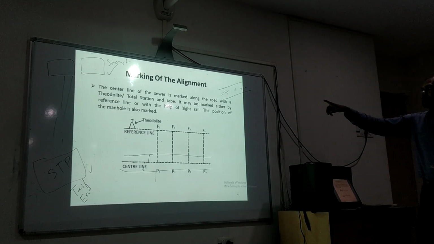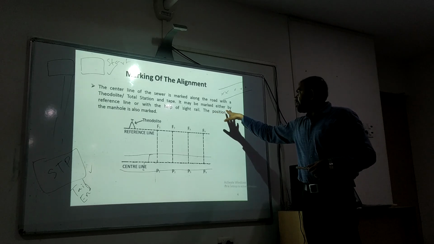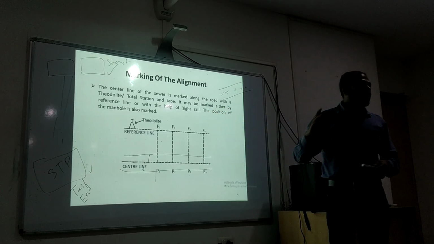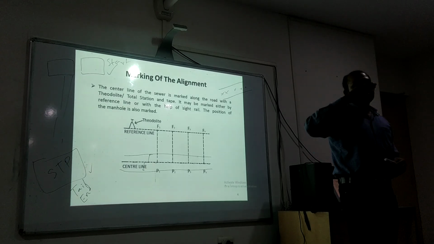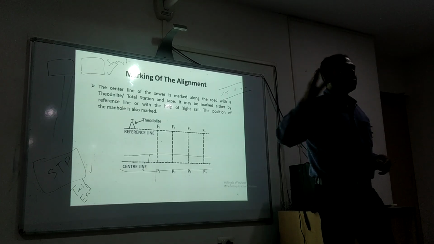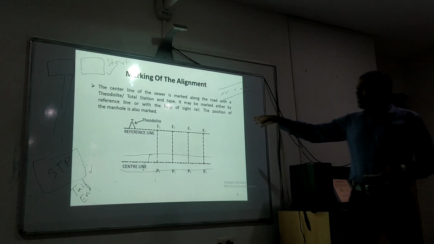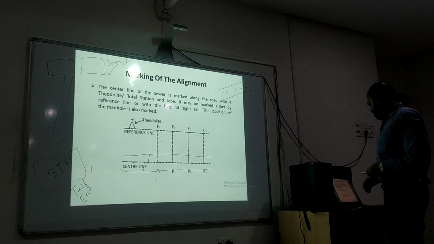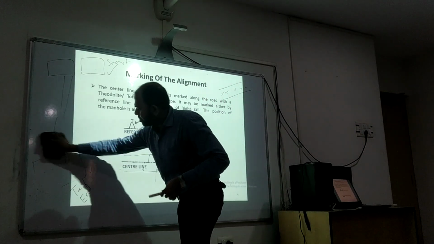The center line of the sewer is marked along the road with a theodolite or total station and tapes, and it will be marked either by a reference line or with the help of a side trail. Side trails used to be used in earlier times. Okay? For taking perpendicular offsets, we used to take the help of side trails. But if we use total stations, those things will not be required. Using a reference point with a total station, we can establish the center line easily.